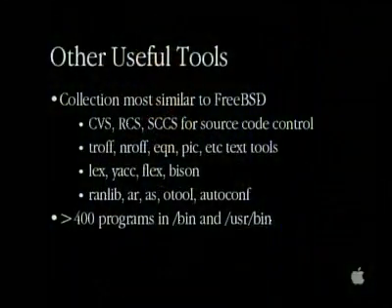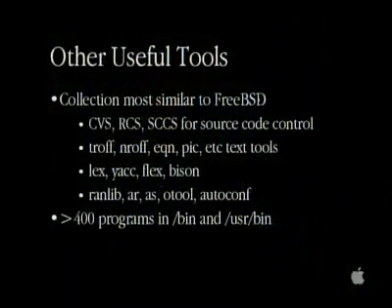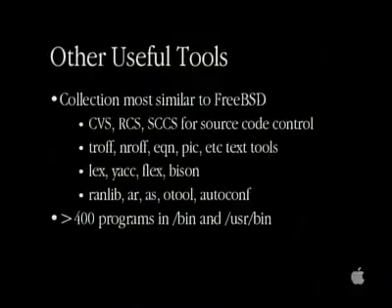Other useful tools, we have about 400 or 500, I think in Jaguar it's actually closer to over 500 now, tools in /bin and /usr/bin. The collection of tools most resembles FreeBSD. There's CVS, RCS, and SCCS for source code control. CVS is perhaps the most commonly used of those. There's a lot of projects that run on the net. Open source projects will use CVS over the network to manage their code.